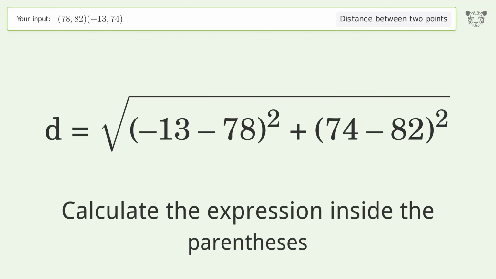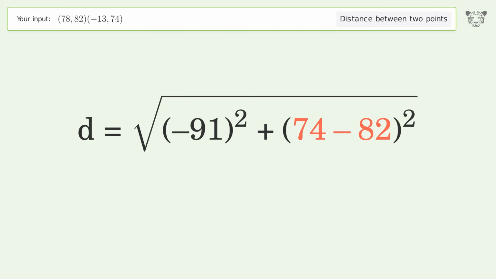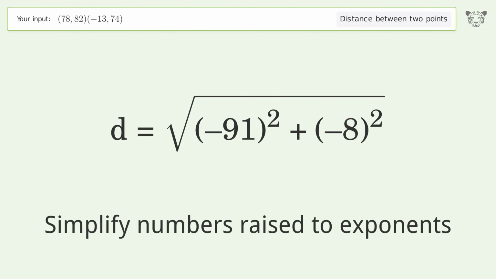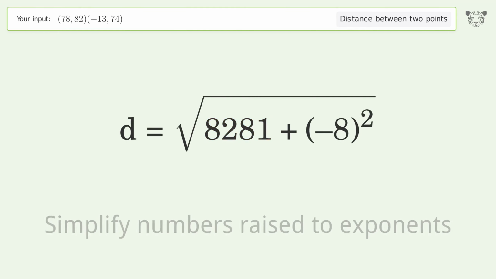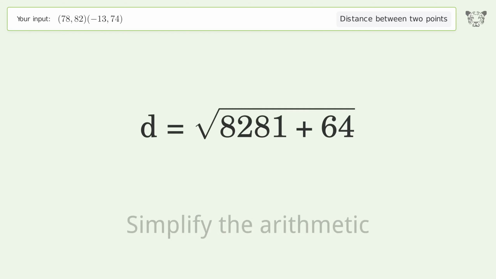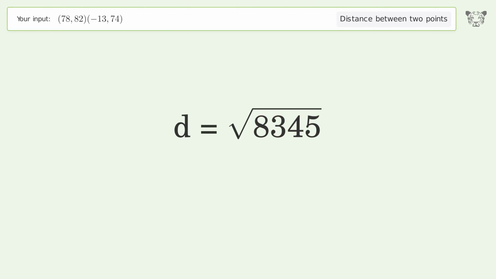Calculate the expression inside the parentheses. Simplify numbers raised to exponents. Simplify the arithmetic. And so the distance between the 2 points is the square root of 8,345, or 91.351.